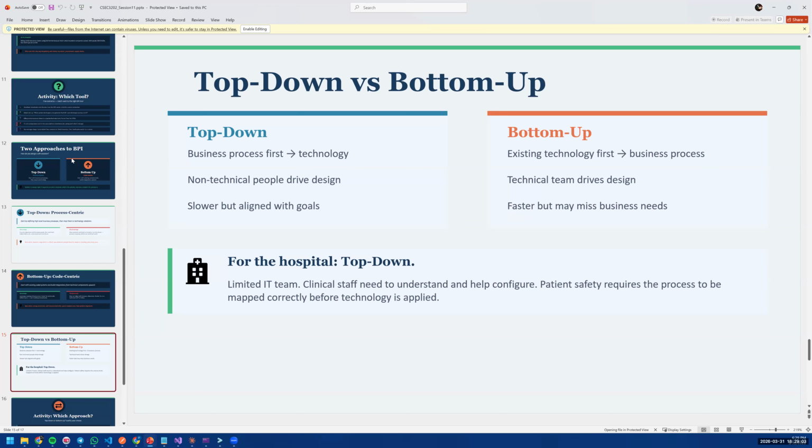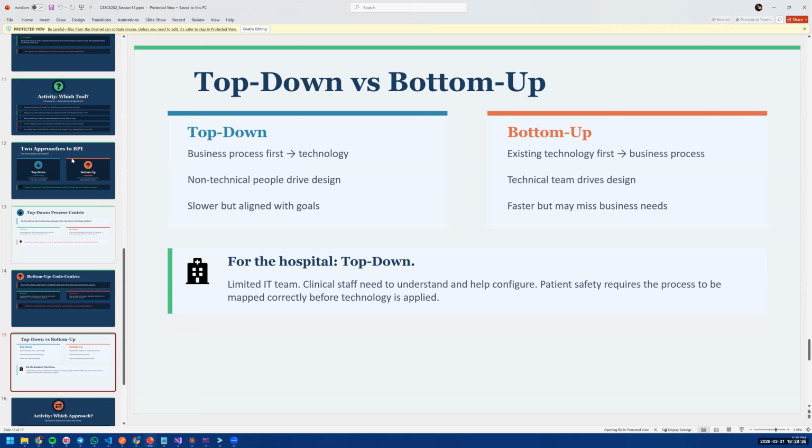The top-down approach is better when business alignment is critical, when you have non-technical people that need to be involved in design, and also when you're building something new rather than connecting legacy systems. And I guess legacy systems in this case doesn't necessarily have to mean old systems. It could also mean systems that were existing before, ones that are not brand new.